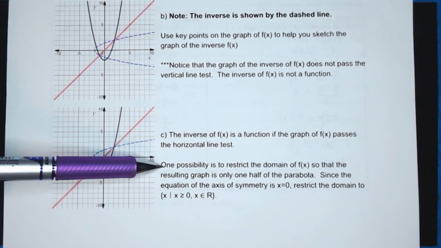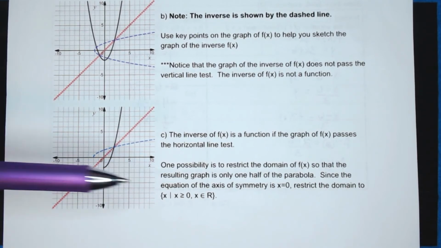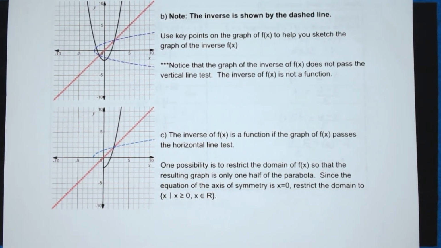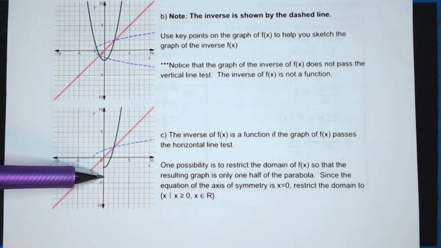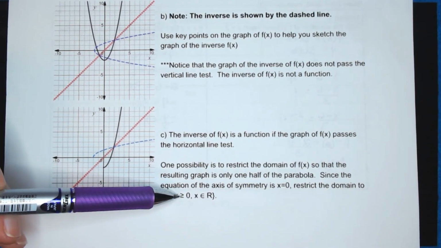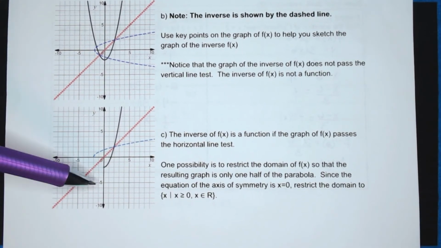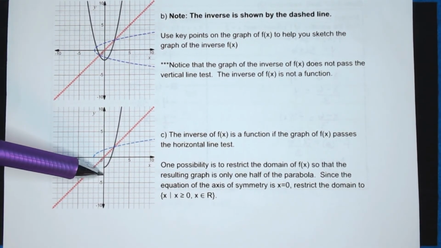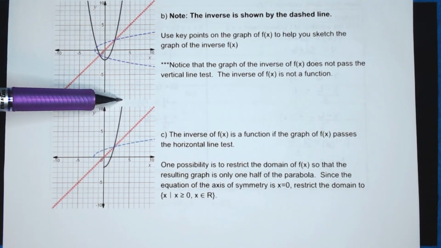So one possibility is to restrict the domain of f(x) so that the resulting graph is only half of the parabola. Since the equation of the axis of symmetry is x = 0, we can restrict the domain right here. So basically, you're just looking for where it cuts the graph in half. So in this situation, we said x is greater than or equal to 0, and x is an element of the reals. So we're saying that all x values must be greater than 0, and it creates that graph there.